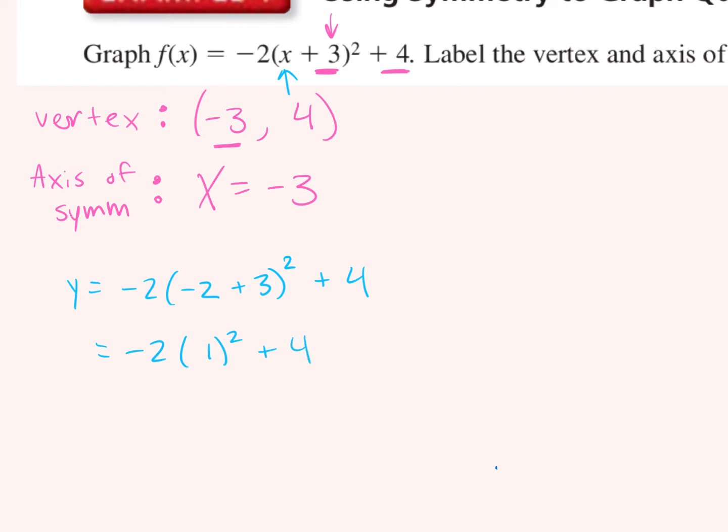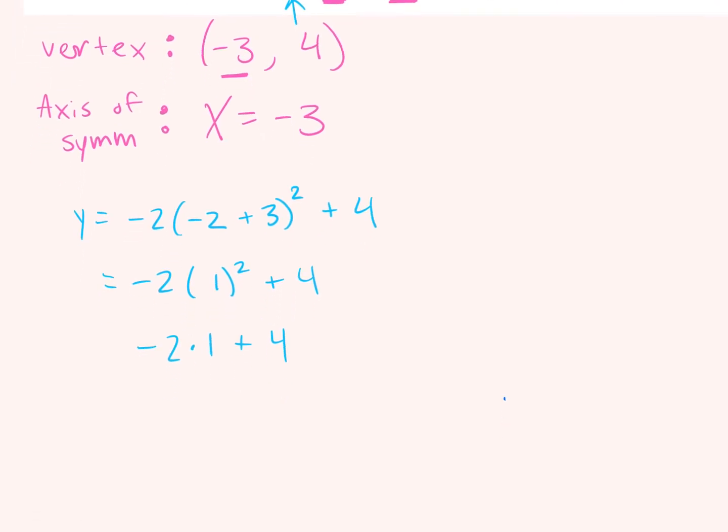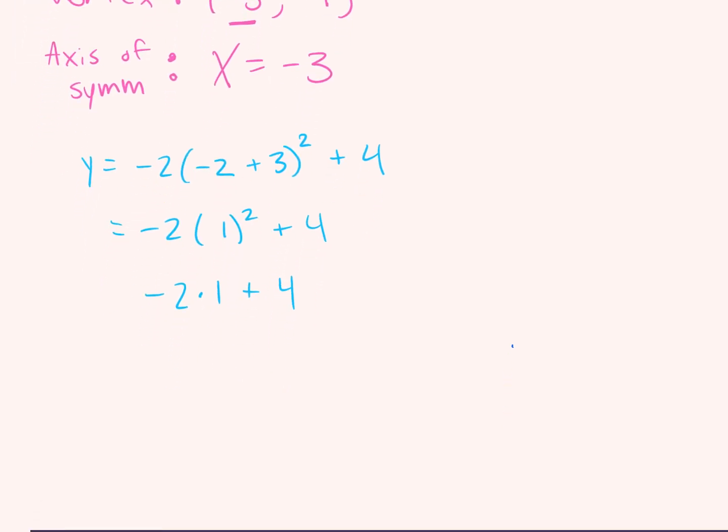What's the E stand for in PEMDAS? Exponent. 1 squared is still just 1. What's the M stand for in PEMDAS? Multiply. So then I multiply. -2 times 1 would be -2. And -2 plus 4? 2. So I plugged in -2 for x, and I got 2 for y. So this is another point on my graph. This is what you plugged in.